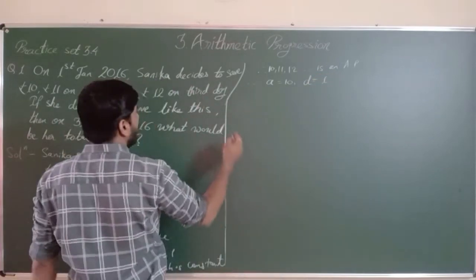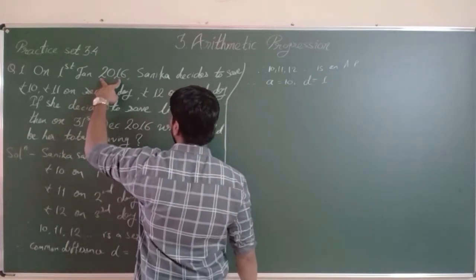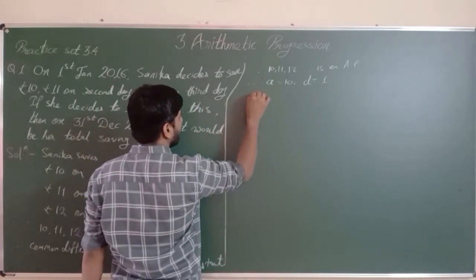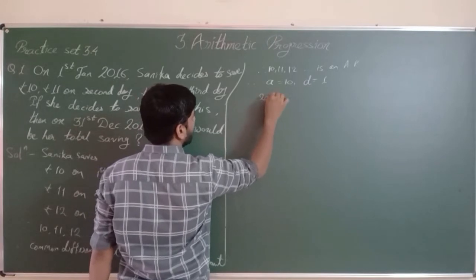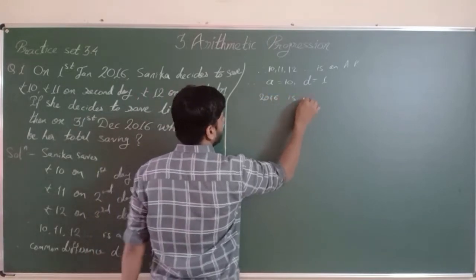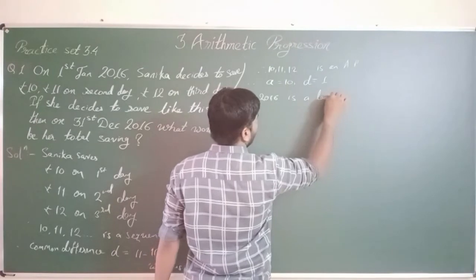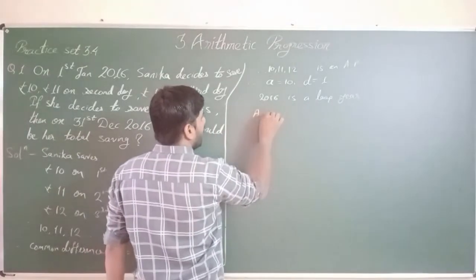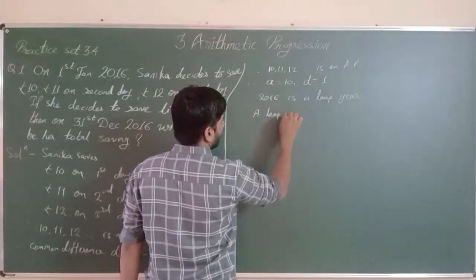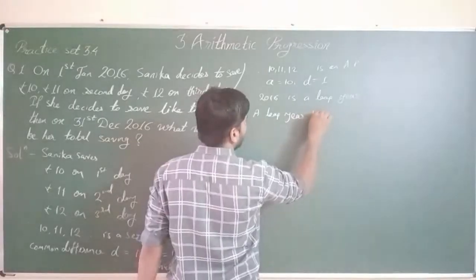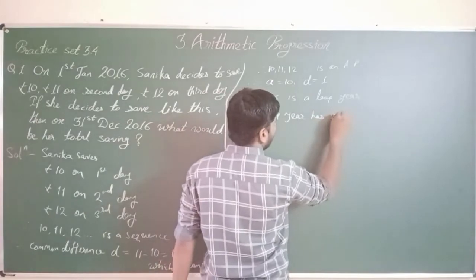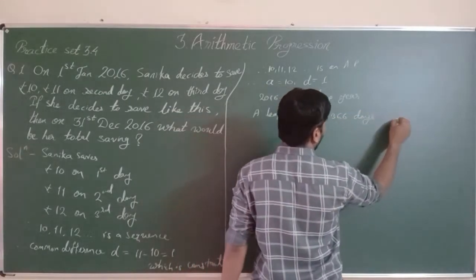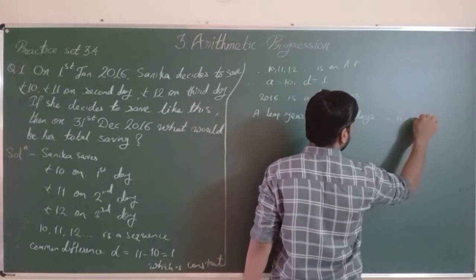Now 2016, this number is divisible by 4, so obviously 2016 is a leap year. A leap year has 366 days. Therefore, obviously n is equal to 366.